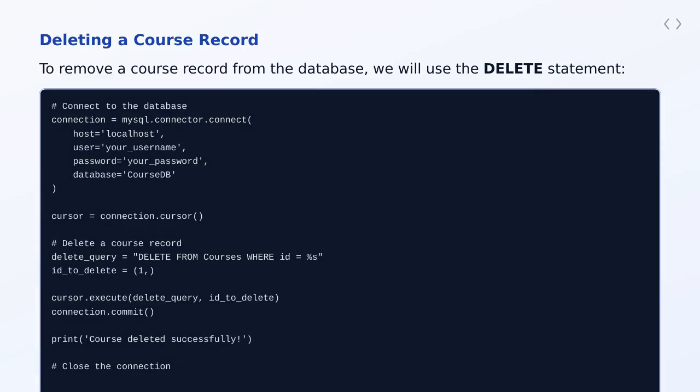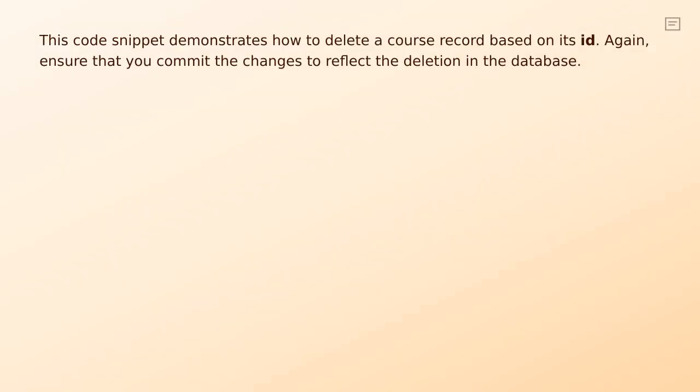This section covers deleting a course record. To remove a course record from the database, we will use the delete statement. Deletion uses a delete request as shown in the sample on this slide. Here's the idea. This code snippet demonstrates how to delete a course record based on its ID. Again, ensure that you commit the changes to reflect the deletion in the database.